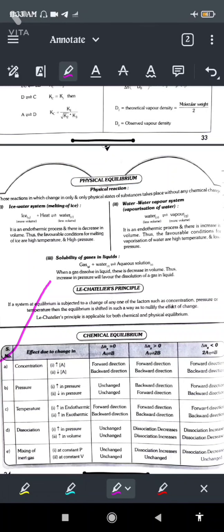Thus this is very important. This is a very important chart. Please take a screenshot of this chart. Also I am giving this document in my description. You can check it out from my description.